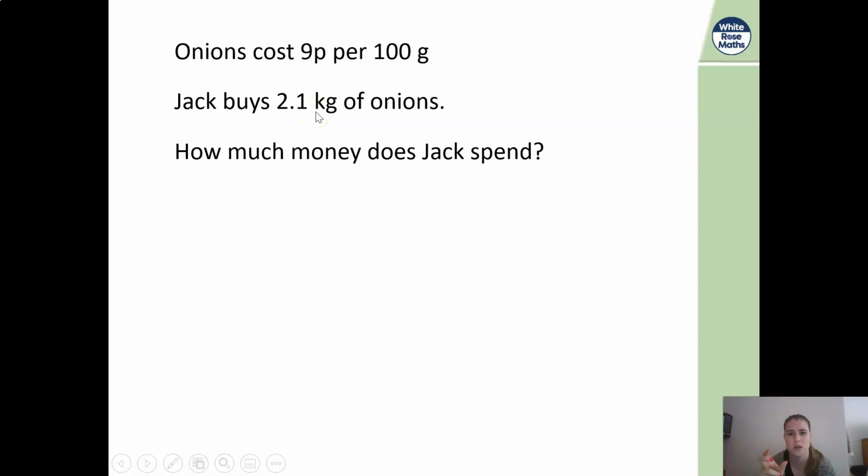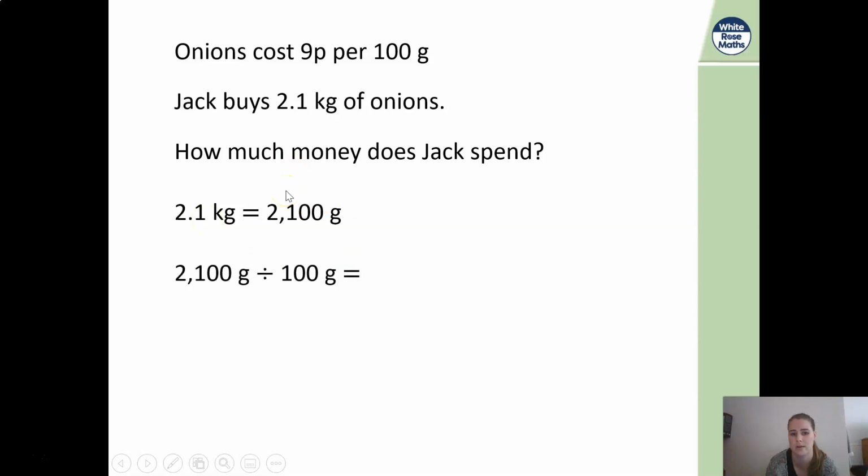So I need to do some converting of my numbers so I know they're going to be the same unit of measurement, okay? So let's convert it all into grams, because it's easy to do it all in grams and then convert it back to kilograms at the end. So we know 2.1 kilograms. We know this represents 2,000, because it's 1,000 grams in a kilogram, and this represents a tenth, and we know a tenth of 1,000 is 100. So that's 2,100 grams, okay?